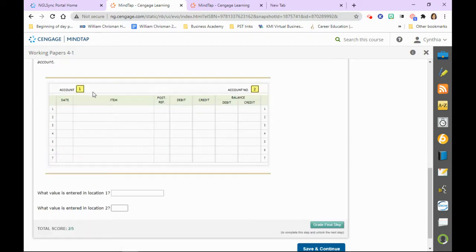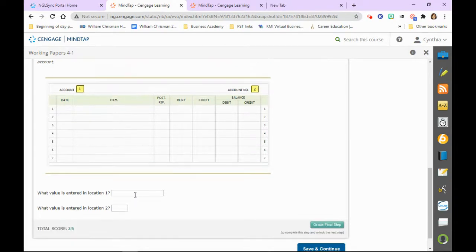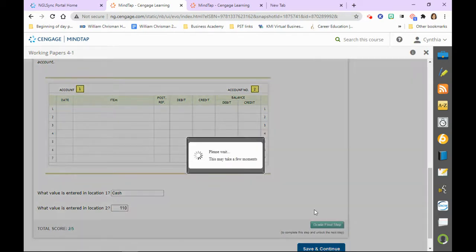Then down here, it just wants to know, what would you put in number 1? That's going to be the name of the account. We're adding the new account. We're opening an account for cash. So number 1 is going to be cash. We know cash is 110. That's all it's asking is, what would you put there when you open that ledger account?